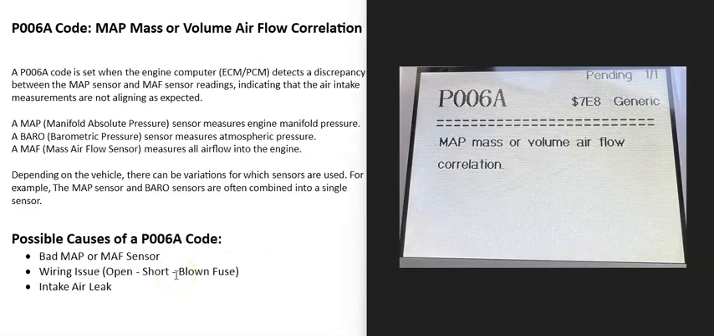So today I'm talking about a P006A code, what it is and how you can go about fixing it. And so what is a P006A code? Well, it's a map, mass, or volume airflow correlation. And so what does this mean?